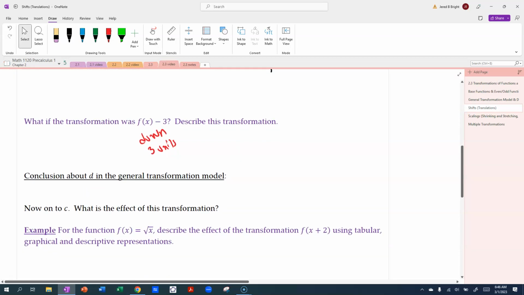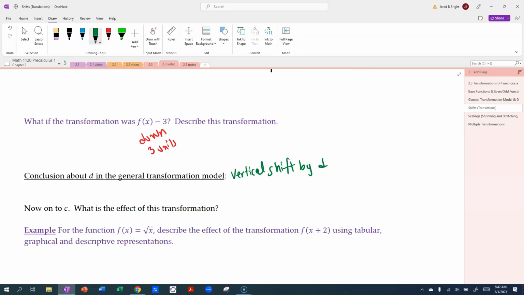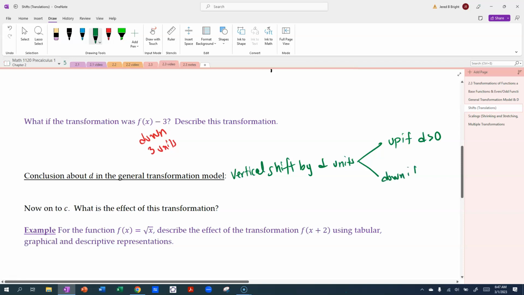Okay, so what does D do in the general transformation model? The language that we use for it is a vertical shift by D units, and then we split it into cases. Up if D is positive, and down if D is negative. Oh, okay, that's fine. Great. One of the 4 is already done. Let's talk about the next one, on to C.